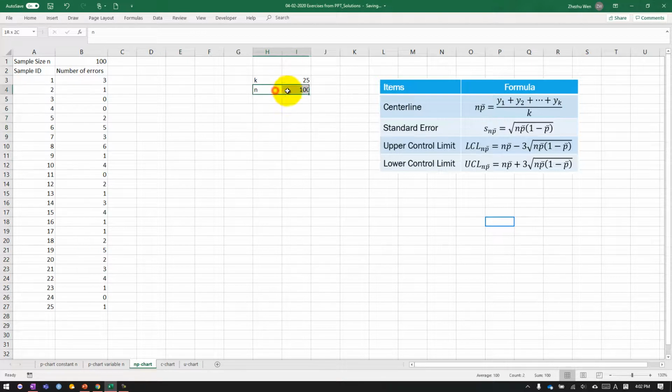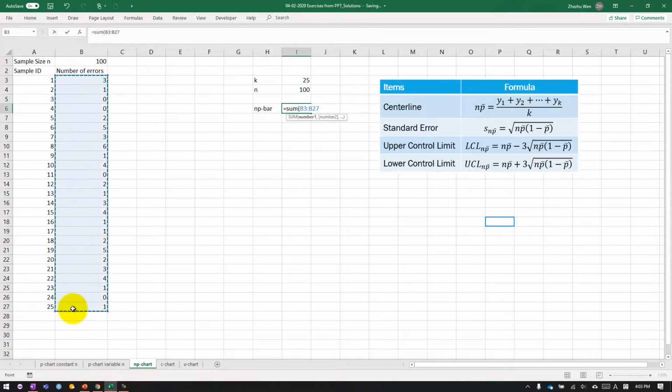With K and n here, you first calculate the proportion P bar. You can follow the previous approach, or you can follow an easier approach. With K and N ready, what you can do here is to calculate MP bar first. MP bar is nothing but the sum of all the errors divided by the number of samples, which is 25.